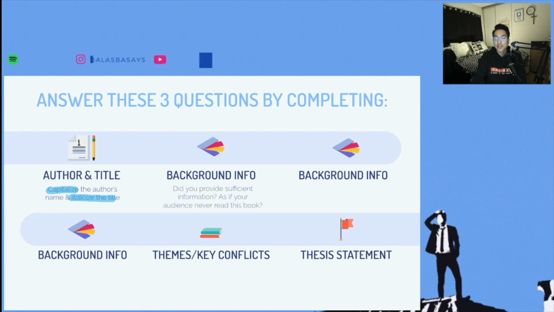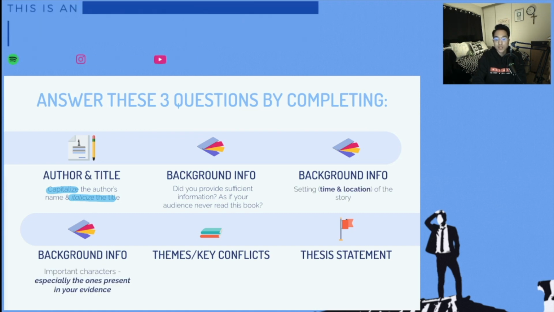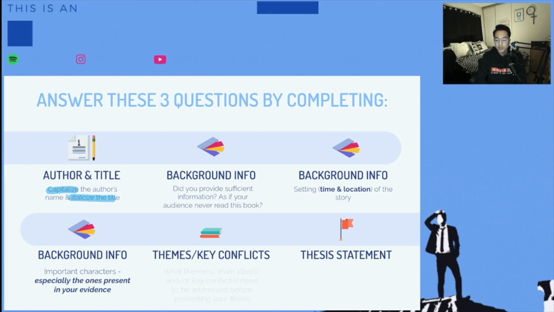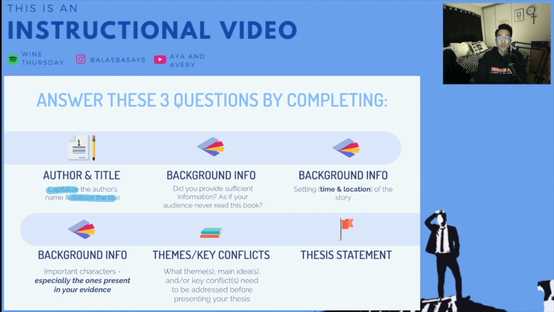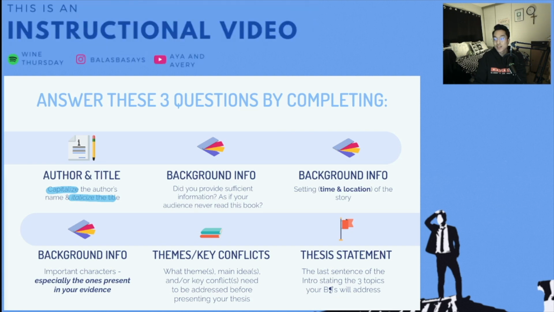Next, did you provide sufficient information as if your audience has never read the book? Did you include things like time and location of the story? And important characters, especially the ones present in your evidence. You want to make sure that you're providing enough context in this introduction so your readers know where the essay is headed. Then for themes and key conflicts. What themes, main ideas, and or key conflicts need to be addressed before presenting your thesis? Then there's the thesis statement itself. This is the last sentence of your introduction stating the 3 topics that your body paragraphs will be analyzing.